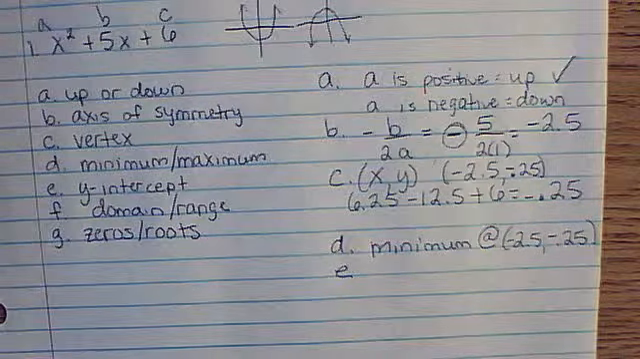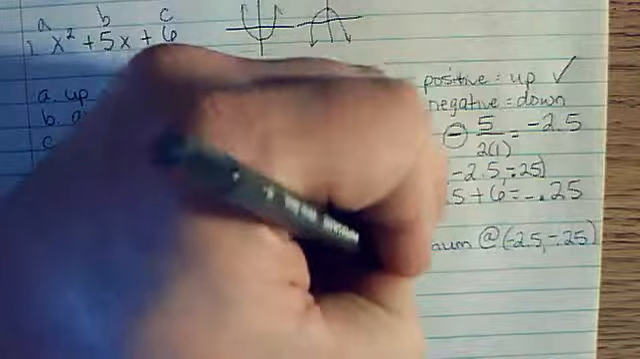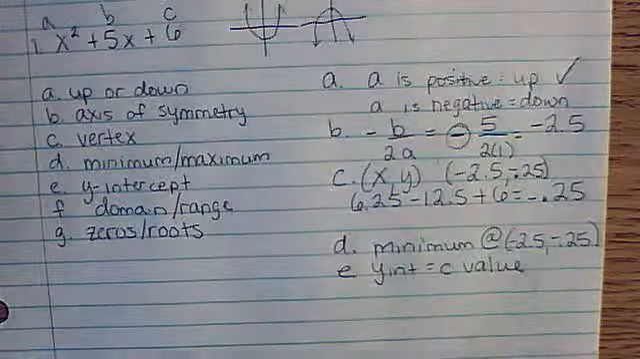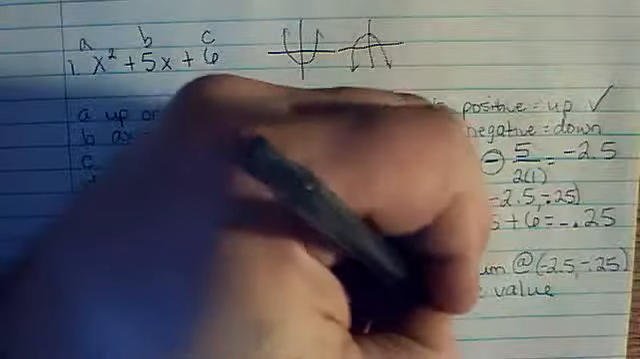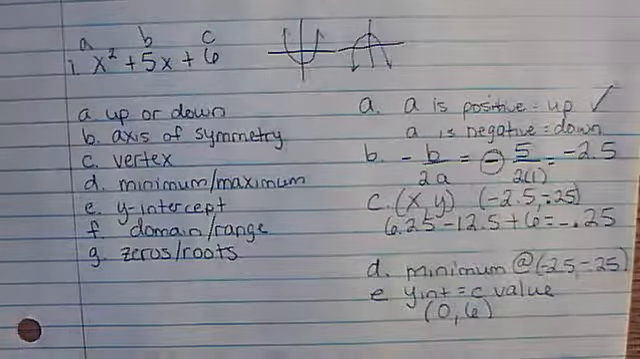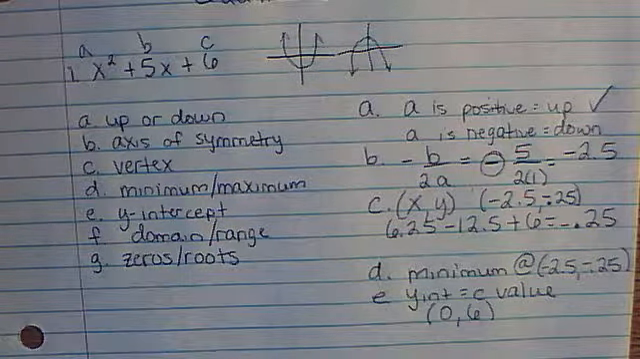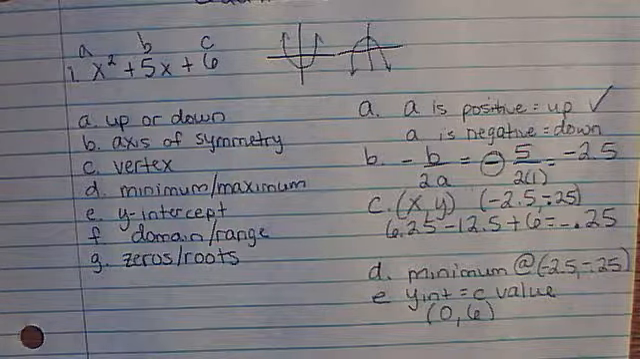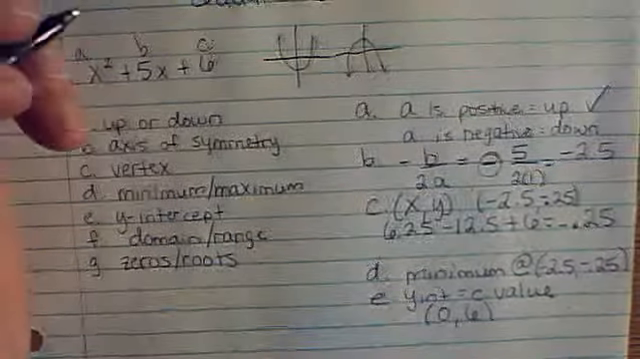Part E asks me to do my y-intercept. The y-intercept is equal to the c value in your function. So if I go up here, my c value is 6, so I know my y-intercept will be at 0, 6. Remember, your y-intercept is not 6. That is where it's crossing the y-axis, but a y-intercept is a place on the y-axis that has an x value and a y value, so it would be 0, 6.